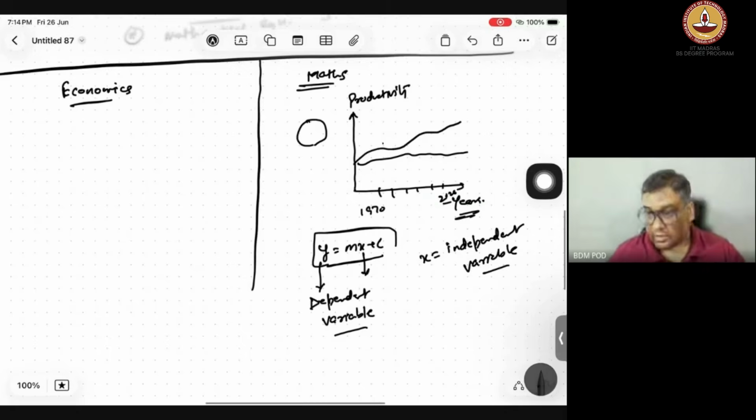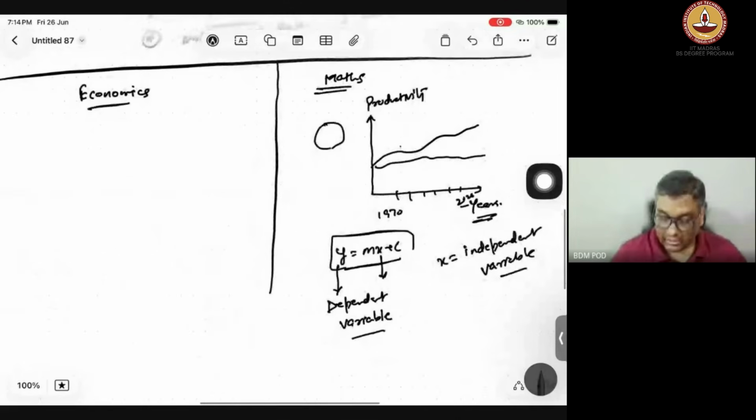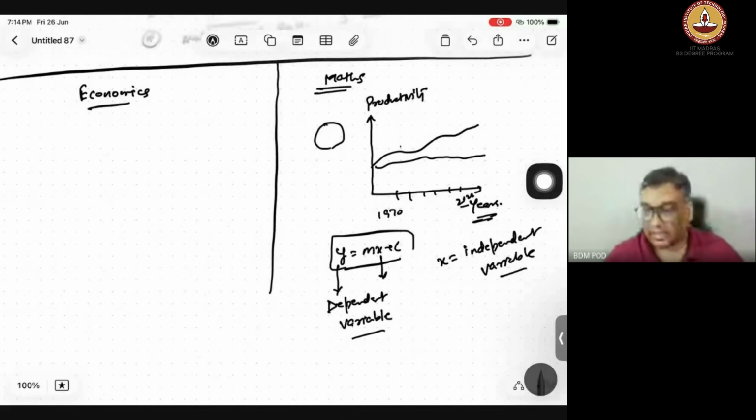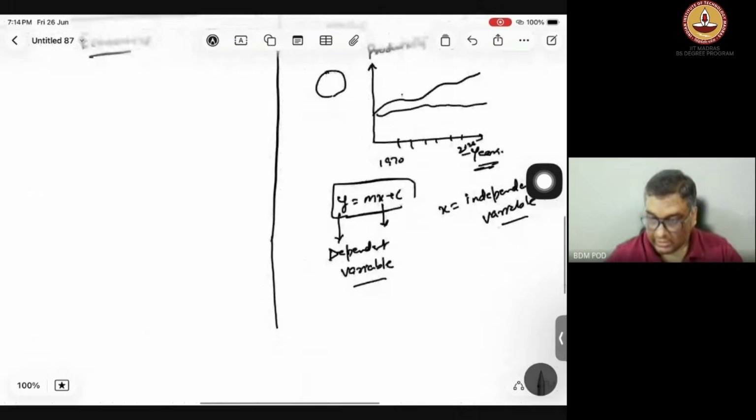No, this is not a summary. This is basically we are starting the next session, right? So this is your independent variable. Yeah, it is week 2.